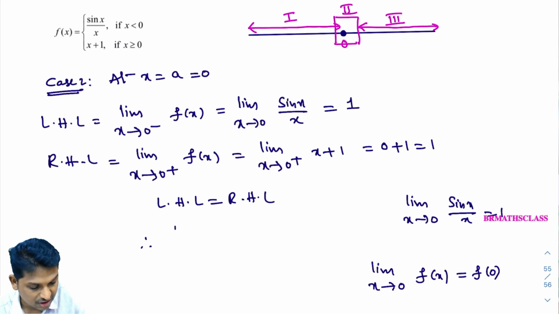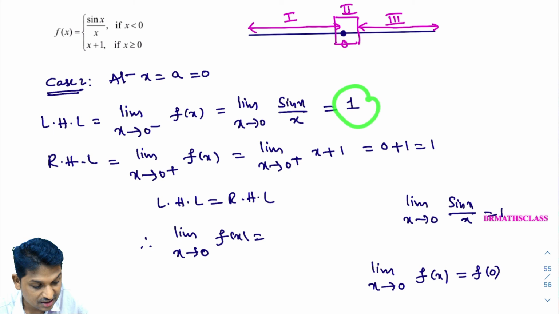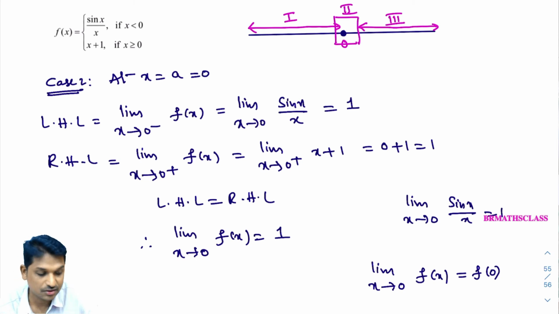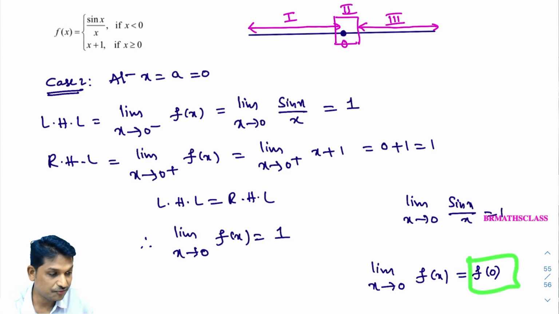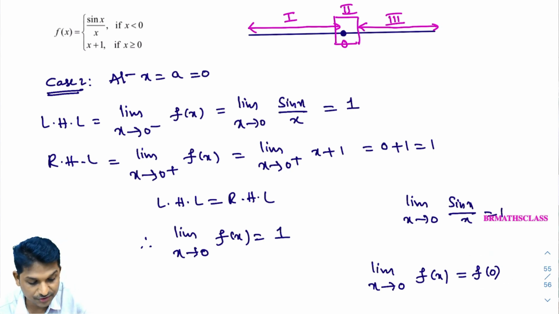So therefore, limit x approaches 0 of f of x. What is its value? Its value is 1. I calculated this one and got 1. Now I'll calculate f of 0.